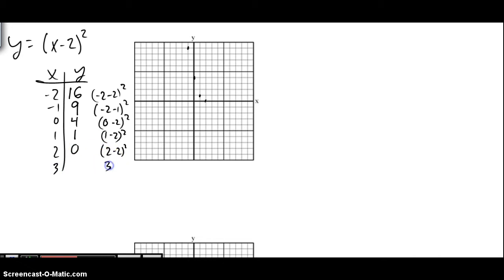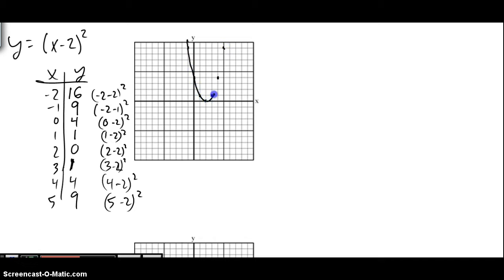3 minus 2 squared. 3 minus 2 is 1. 1 squared is 1. If I plug in a 4 there, 4 minus 2 squared is 2 squared, that's 4. If I plug in a 5 there, 5 minus 2 squared, that's 3 squared, this is 9. So I plot those points, and it looks like a parabola.